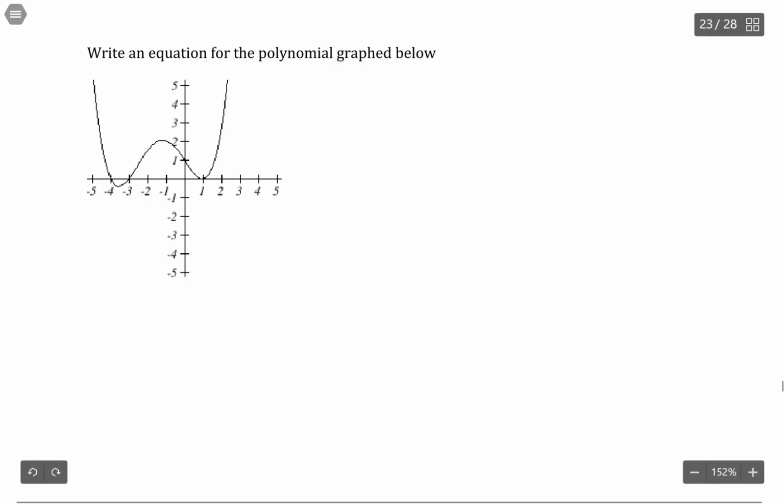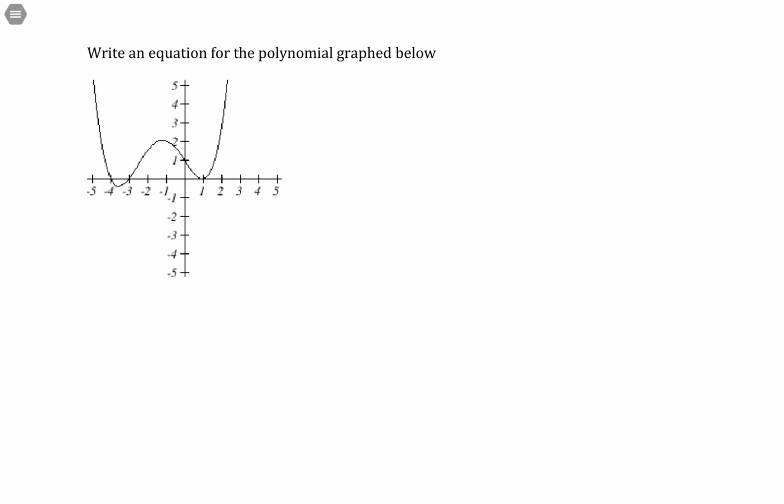Write an equation for the polynomial graphed below. In order to create an equation for this polynomial, what we need to do is just find a place to begin with something that we comfortably know. For instance, one easy thing is to identify the zeros of the polynomial.